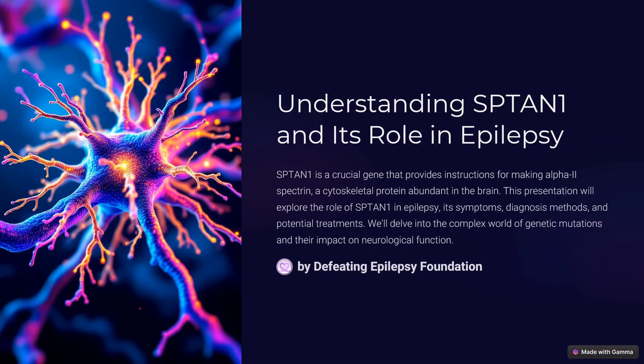SPTAN1 is a crucial gene that provides instructions for making alpha-2 spectrin, a cytoskeletal protein abundant in the brain. This presentation will explore the role of SPTAN1 in epilepsy, its symptoms, diagnosis methods, and potential treatments. We'll delve into the complex world of genetic mutations and their impact on neurological function.